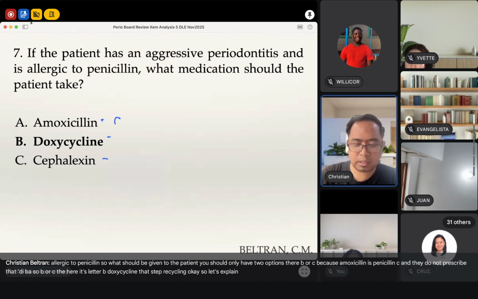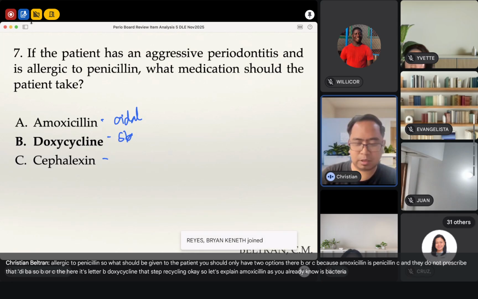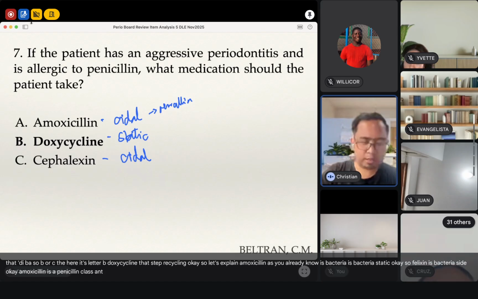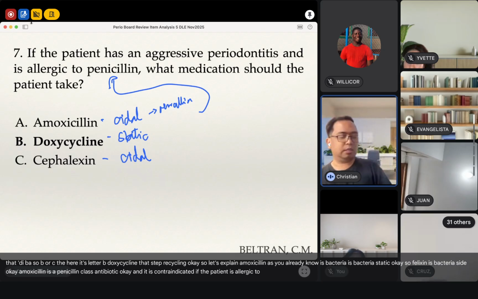So let's explain. Amoxicillin, as you already know, is bactericidal. Doxycycline is bacteriostatic. Cephalexin is bactericidal. Amoxicillin is a penicillin class antibiotic, and it is contraindicated if the patient is allergic to penicillin.